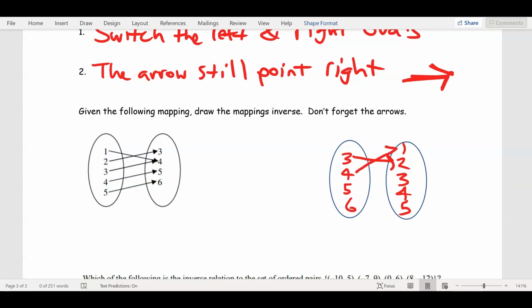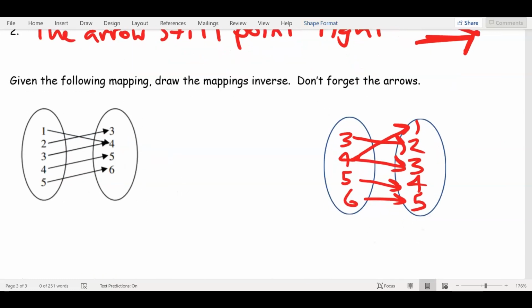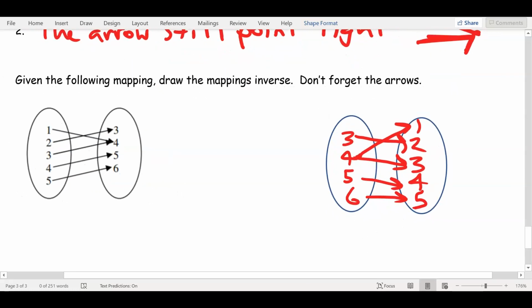And 4 goes to what else? So you see how 4 had 2 things coming out of it over here? Yep, very good. So you have to kind of think of, on this one, the arrow's going backwards now, but you write it pointing to the right, okay? So did everyone get that? You switch all the contents of the left and the right oval, and then you have to backtrack your arrows, just make sure they're pointing to the right.